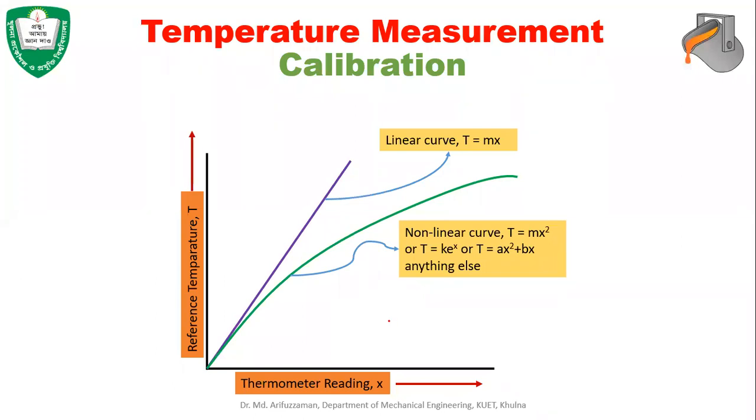For example, you have been given a thermometer and you have been asked that the thermometer has to be calibrated, and you have another thermometer which gives you accurate results. And let's say there is a pot with water in there.